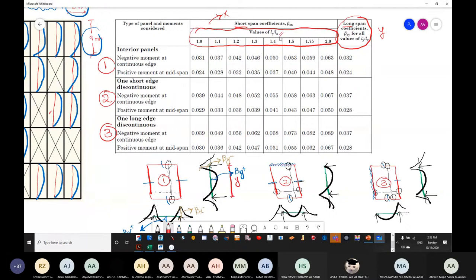Now, why can we not have something lesser than 1? It's a very simple answer: Ly is the longer direction, Lx is the shorter direction. Longer cannot be shorter than the shorter. Or Y is always greater than X. So you cannot get a value lesser than 1. Are we clear? So if you get a value for a two-way slab more than 2 or lesser than 1, it means that you have made a disaster somewhere.